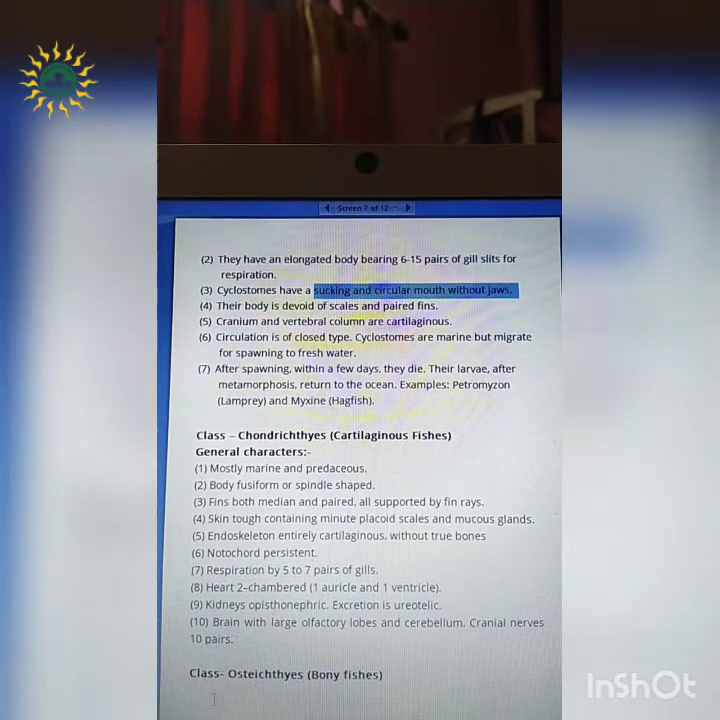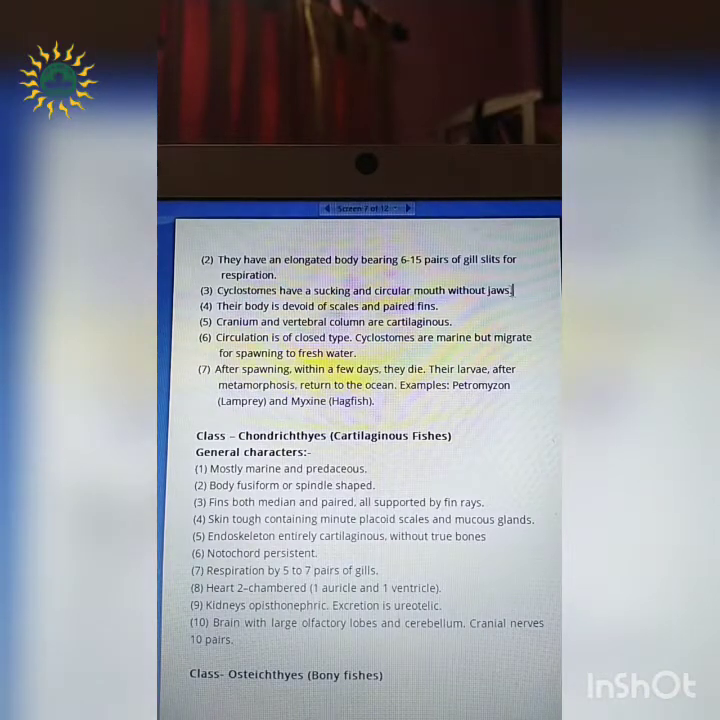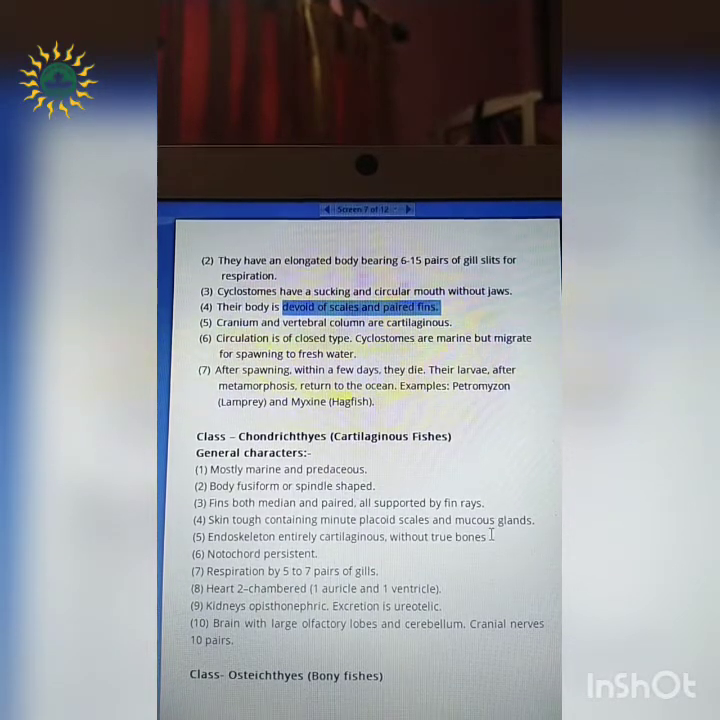As I have mentioned, this is a chart. See this Agnatha, this is lacking the jaw. So these organisms, Cyclostomata, they are a type of Agnatha, right? So they have this sucking and circular mouth but without jaws. Their body is devoid of scales and paired fins. So these scales and fins are not present in their body.